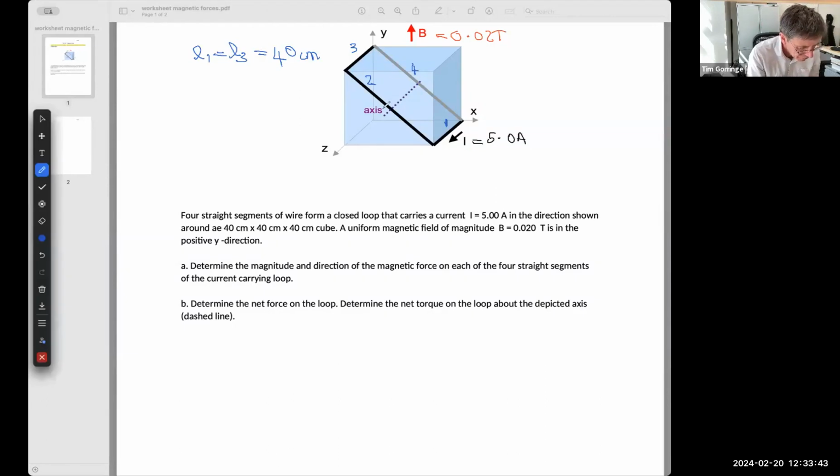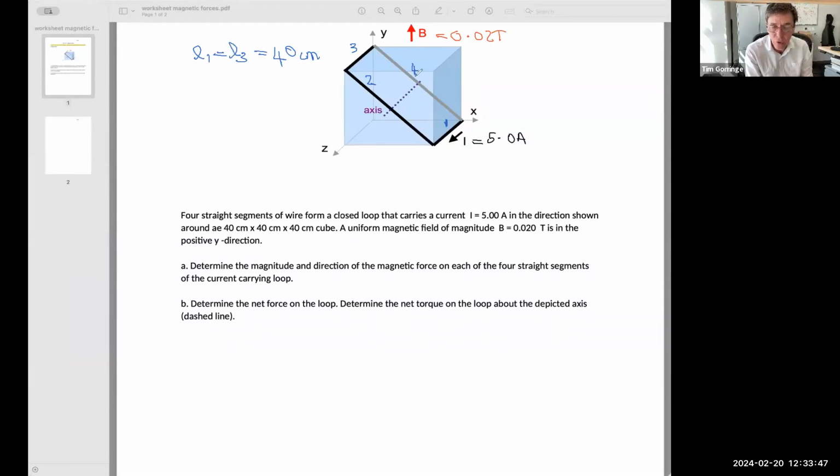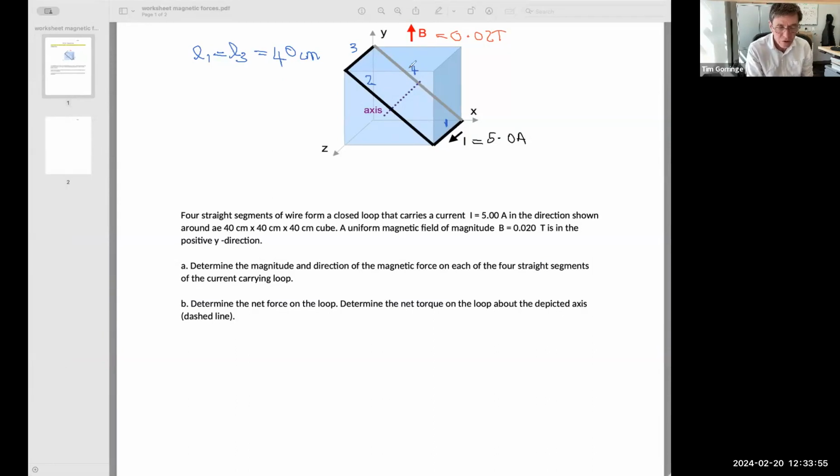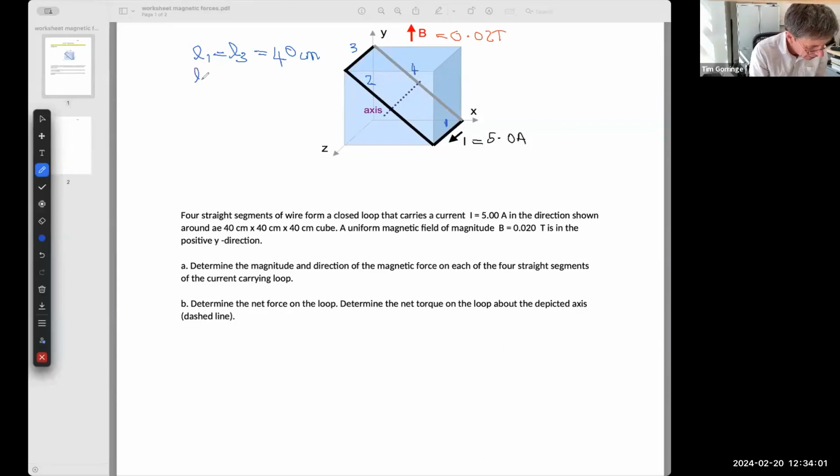On the other hand, the front face, side 2, and the back face, side 4, those are longer because they stretch across the diagonal of the front face and the back face. So those sides are longer. By a little bit of geometry, L2, the front face, well, that's the same as L4, the back face.